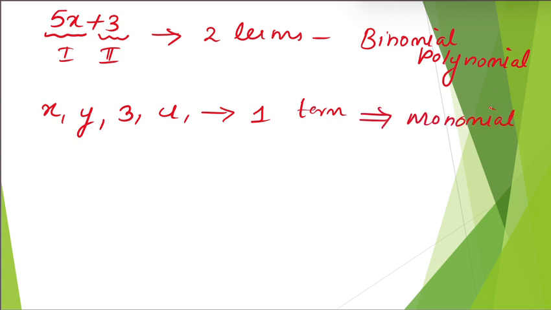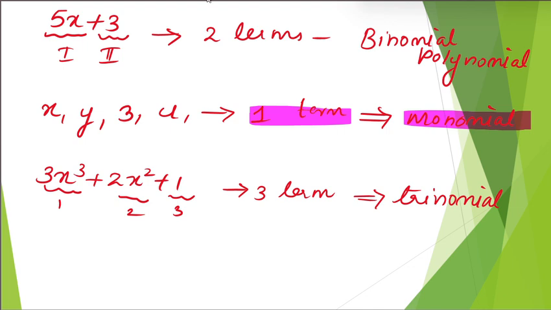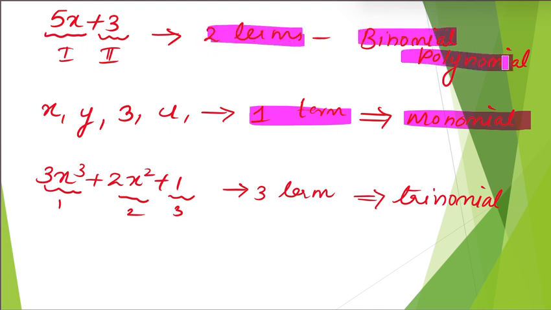Now, if it has three terms, for example, 3x cube plus 2x square plus 1, how many terms? 1, 2, 3. It has three terms. Three terms means it is a trinomial. Got the idea? According to terms, we have differentiated the polynomial. If it contains only one term, it is a monomial. If it contains two terms, it is a binomial. If it contains three terms, it is a trinomial.